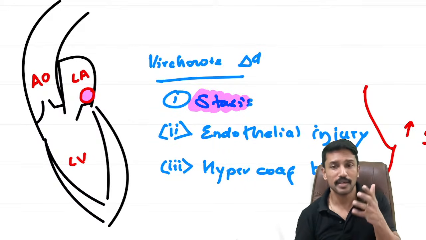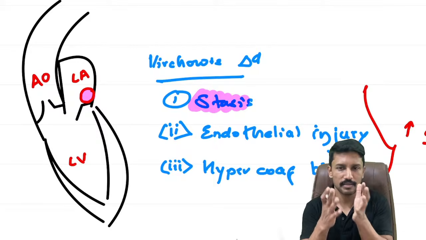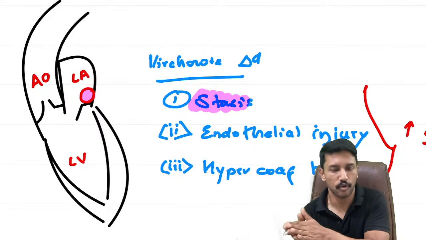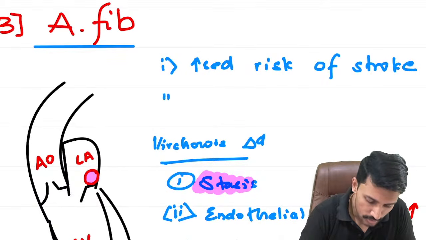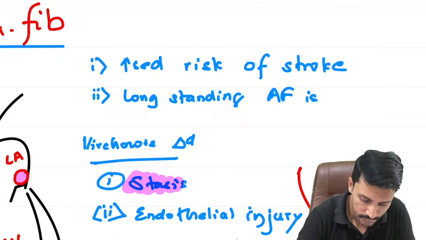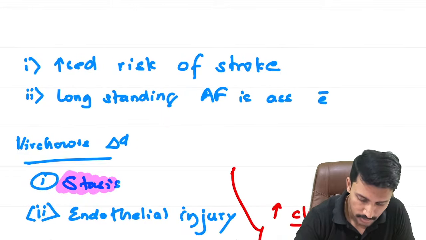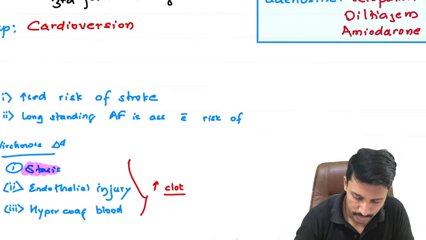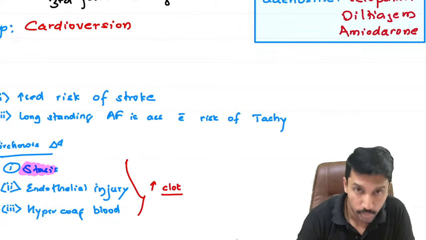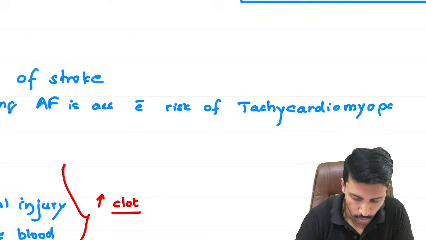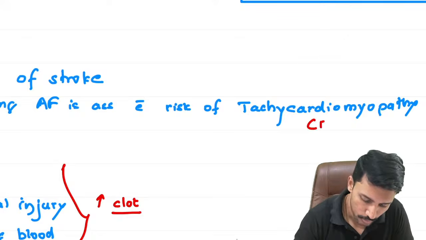If I'm not able to appropriately compensate, the myocardium starts becoming dysfunctional. It starts becoming dilated. It leads to dilated cardiomyopathy. So if it is long-standing, long-standing atrial fibrillation is associated with the risk of what we call tachycardiomyopathy. And tachycardiomyopathy is nothing but a form of dilated cardiomyopathy.